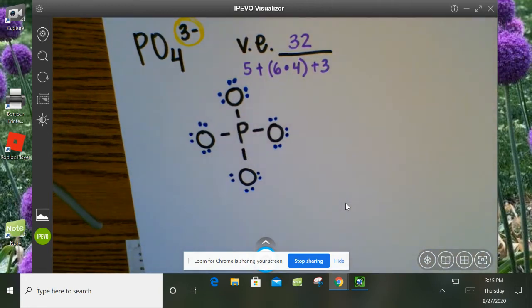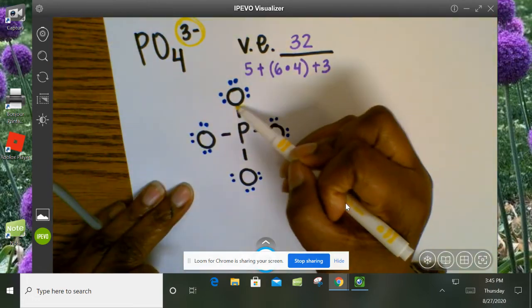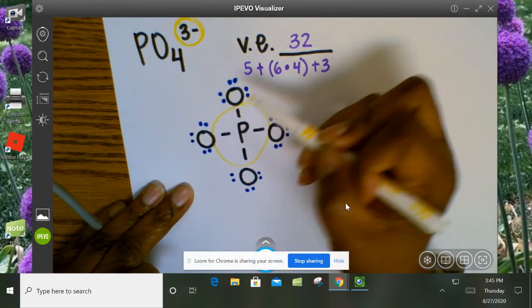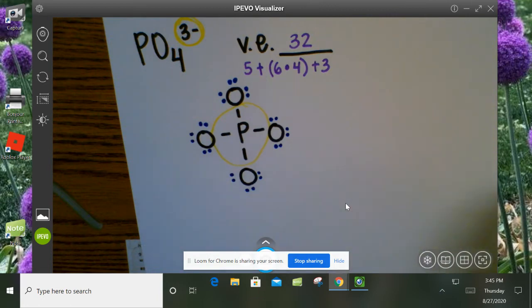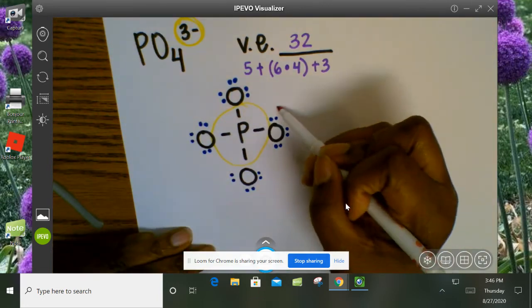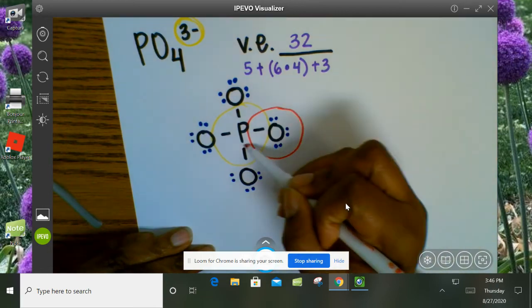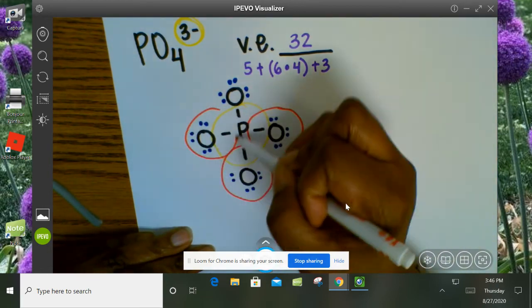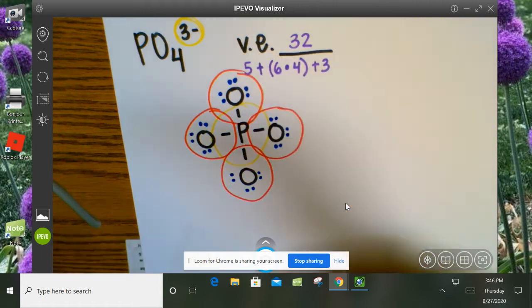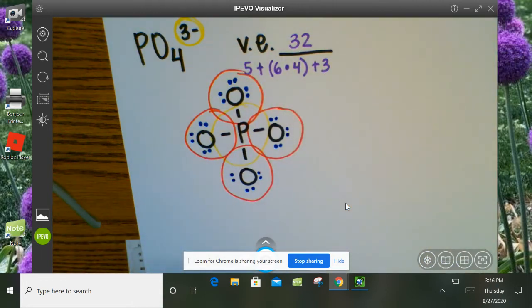If we wanted to just check, we draw a circle around the P and what's bonded to the phosphorus atom, and we see that we have 8 electrons. And then when we do the same thing around the oxygens, you see that there's 8 around each of the O's.